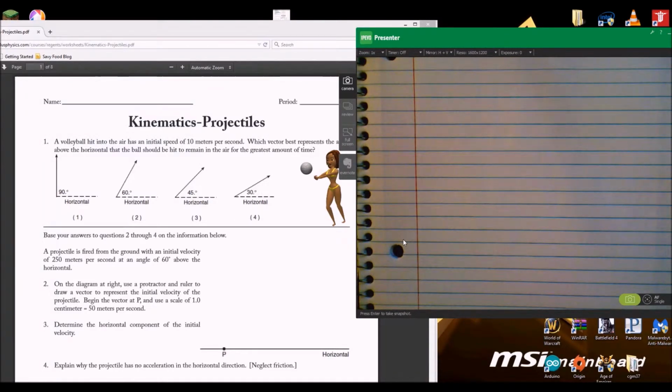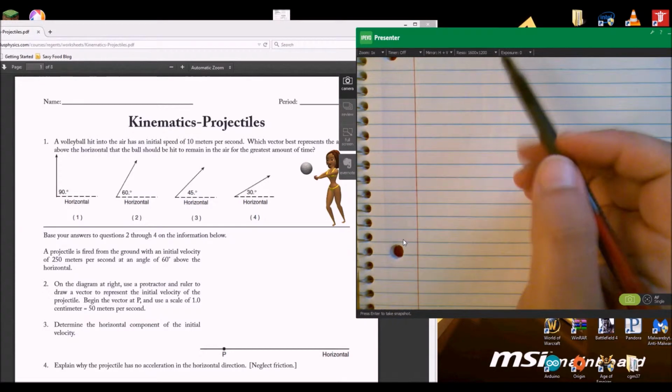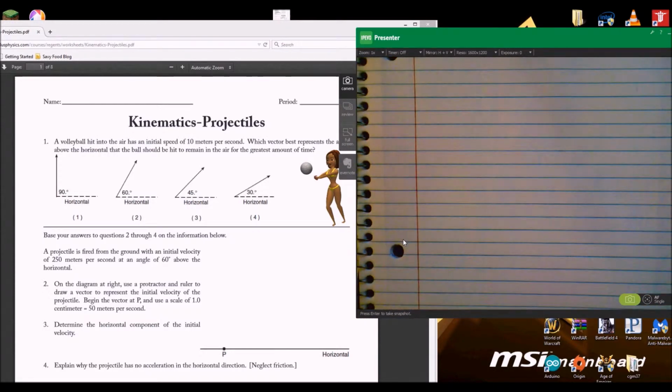Alright, we're going to be doing the projectile section. I'm going to do quite a few questions in here because it seemed to be the greatest amount of problems that people were having. And some of them use a lot of equations that we haven't seen for a while. For number one, you should know that the greatest and most ideal angle for any projectile is going to be 45 degrees.